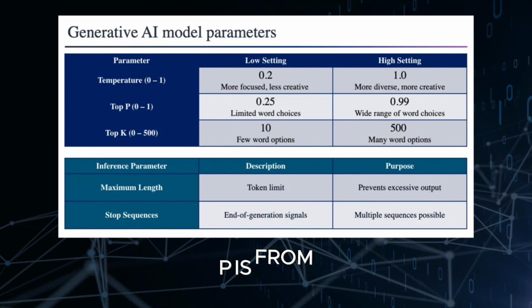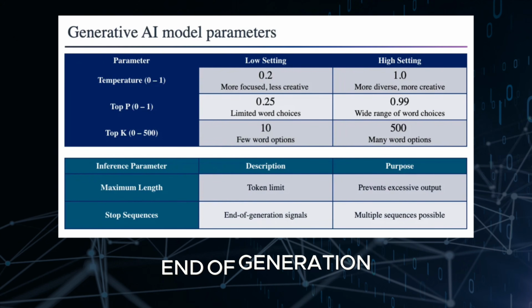And then top P is from 0 to 1, 0 being limited or no word choices, and 1 being a wide range of word choices. Top K being from 0 to 500, for example, 10 meaning few words, and 500 meaning many word options. And then in terms of inference parameters, maximum length gives you the token limit, and then stop sequences give you the end of generation signals.